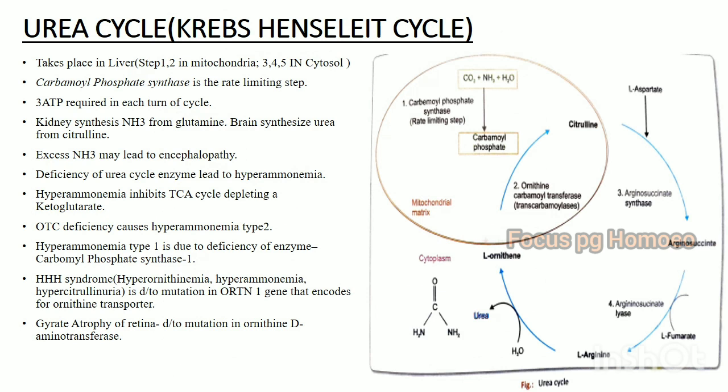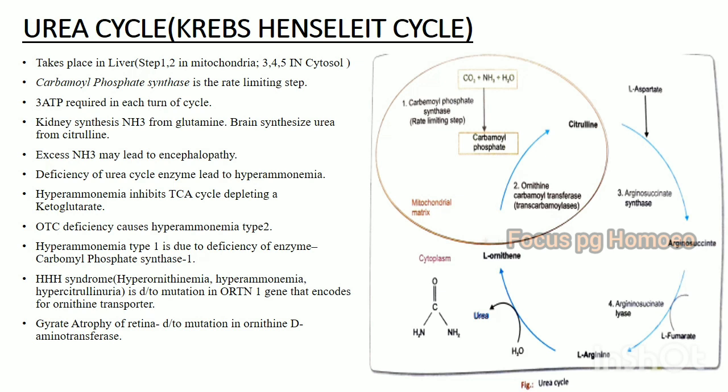Coming to the urea cycle, it takes place in the liver and the rate limiting step is carbamoyl phosphate synthase. Three ATPs are required in each turn of the cycle. Kidney synthesizes ammonia from glutamine. Brain synthesizes urea from citrulline. Excess ammonia may lead to encephalopathy. Deficiency of urea cycle enzymes leads to hyperammonemia. Hyperammonemia inhibits the TCA cycle, depleting alpha-ketoglutarate.